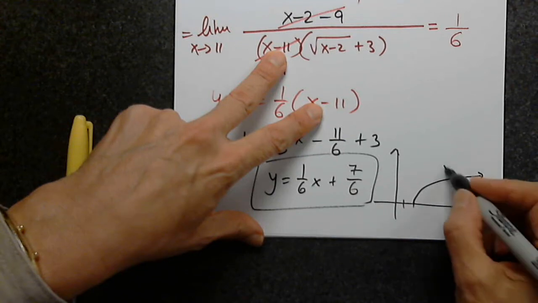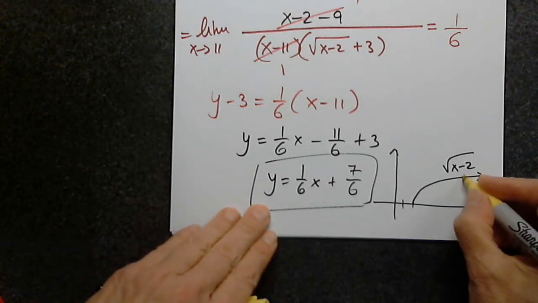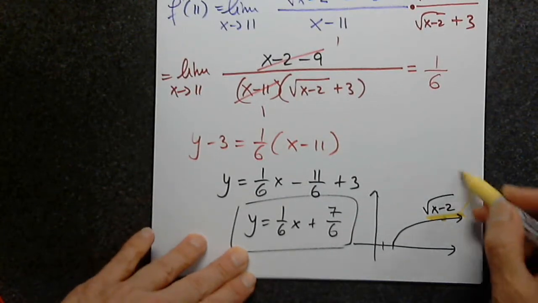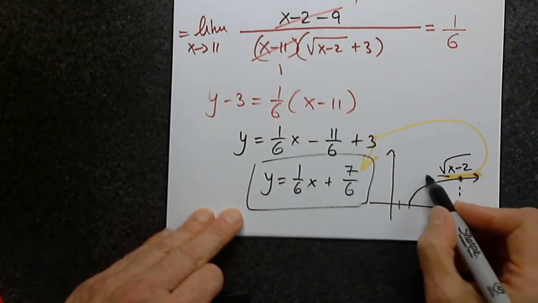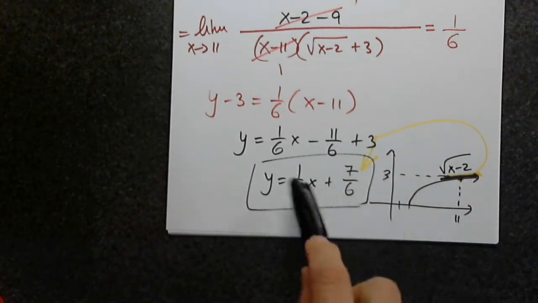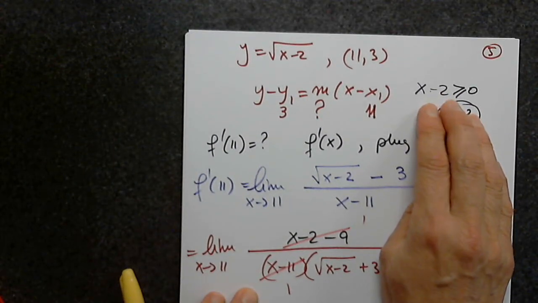Here it is, right? So this is the square root of x minus 2. So at 11 comma 3, somewhere here, I have this tangent. And this tangent has this equation, where this is 11 and this is 3. It's this tangent whose slope is 1/6. Is this okay, everyone? Good. Can we remember this from now on? You would think. Hopefully.